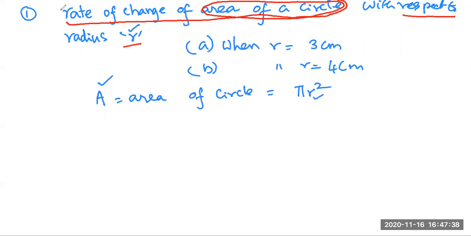So he's asking the rate of change. That means how is the area changing? That means change of area with respect to radius, that means dr. So this "with respect to" has become dr. Change of area has become this. The rate means this line. So change of area is this, with respect to is the dr, and the line is the rate.